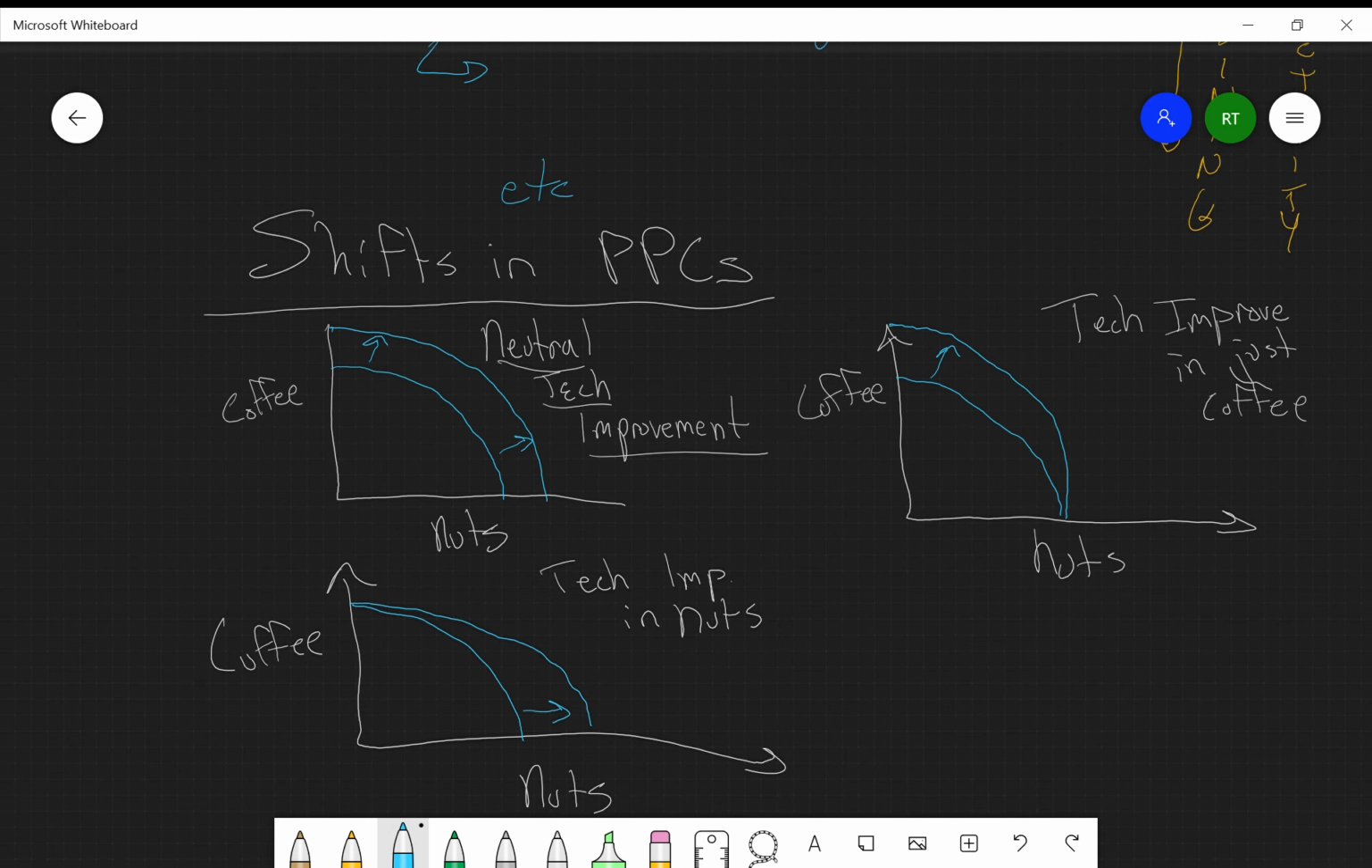So any questions on the production possibility curve or the shifts therein? We'll have more practice on that as well this week in our quizzes. All right, awesome. Let's go ahead and jump into Chapter 3, Supply and Demand.